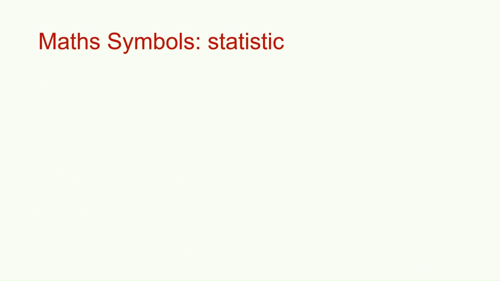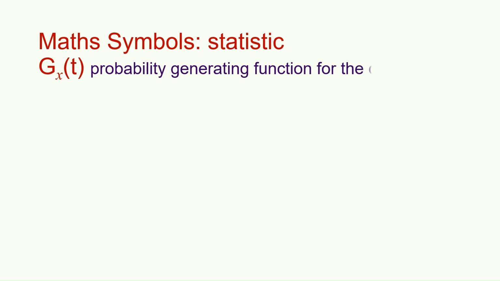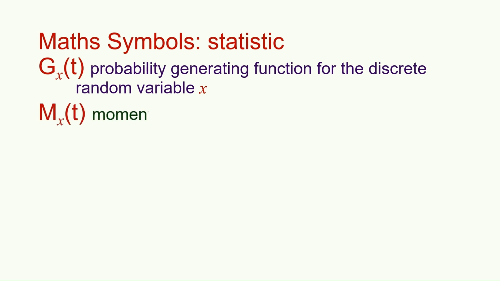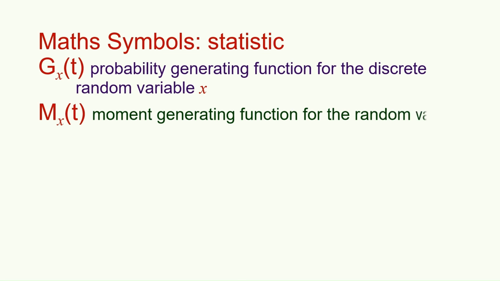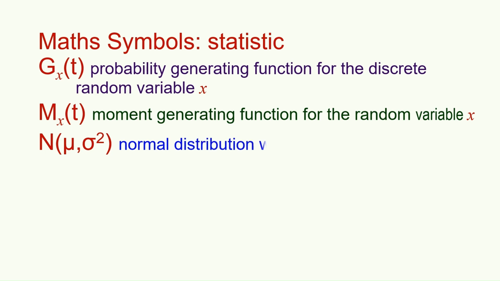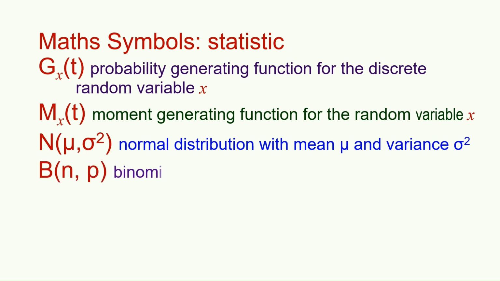Math symbols, statistics. G_X(t): probability generating function for the discrete random variable X. M_X(t): moment generating function for the random variable X. N(mu, sigma squared): normal distribution with mean mu and variance sigma squared.